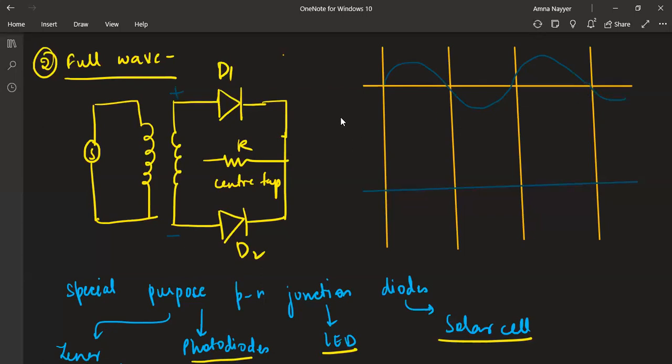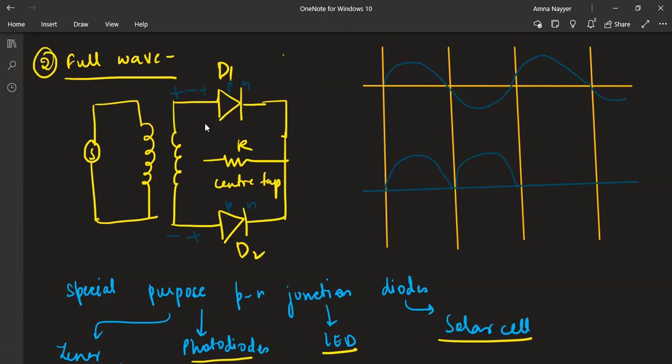Now what will happen? For the input, this and this will become forward biased, so it will detect it. Now the opposite will occur, minus here, plus here. See, this will be reverse biased now. This is the P junction, this is the N junction. But D2 will detect it, because when this is reverse biased, D2 is forward biased. So it will detect it.